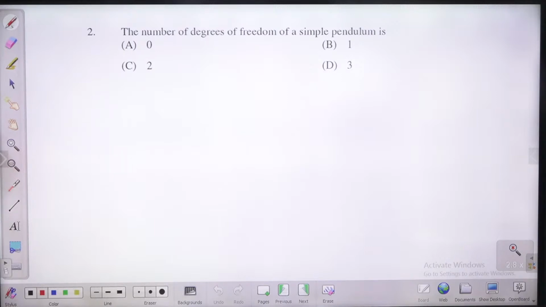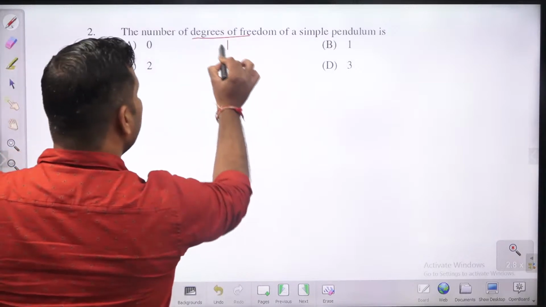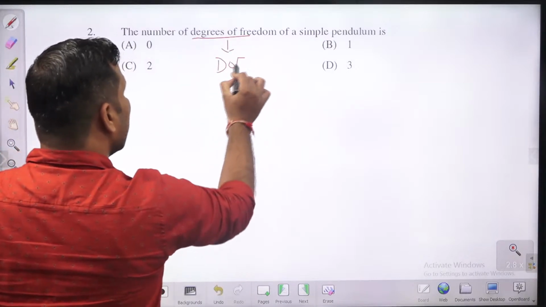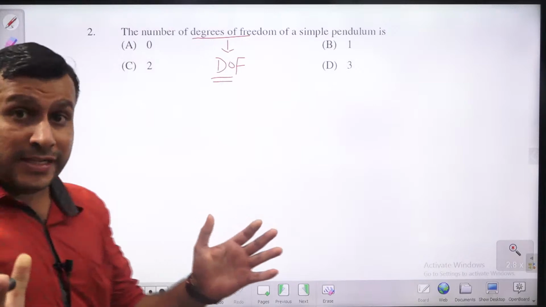How many are the degrees of freedom of a simple pendulum? What is degree of freedom, guys? Degree of freedom means the number of independent coordinates required to define the motion of any system.